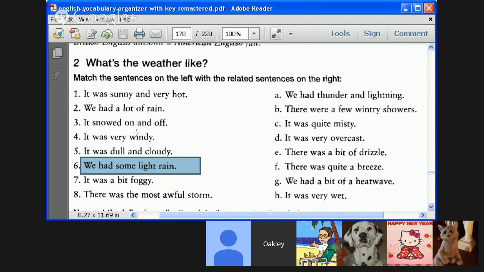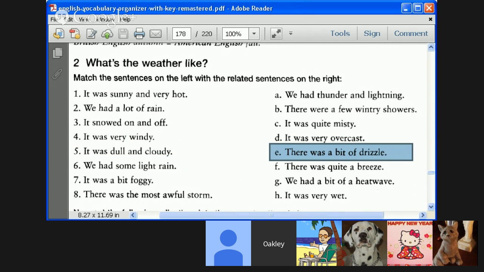Okay, back to the beginning here. Heidi, number 6. We had some light rain. Drizzle. There was a bit of drizzle. Okay, very good. A drizzle. Heidi, we also use the word sprinkle. It's sprinkling outside. What's the difference between sprinkle and a drizzle?